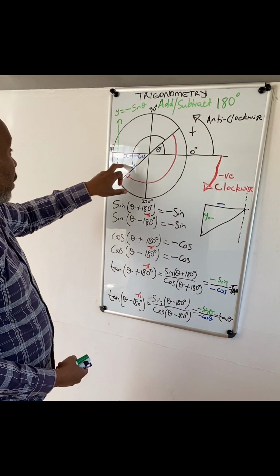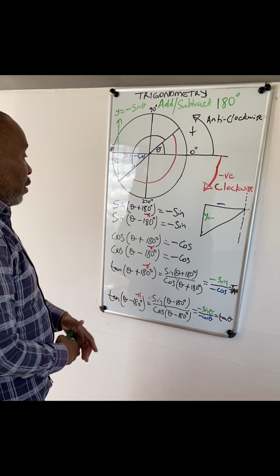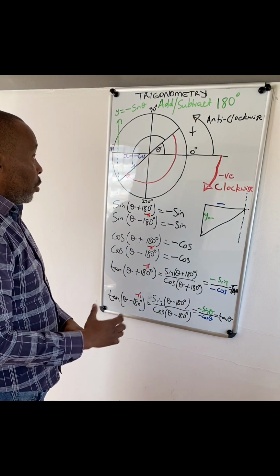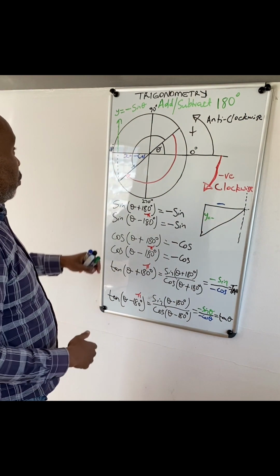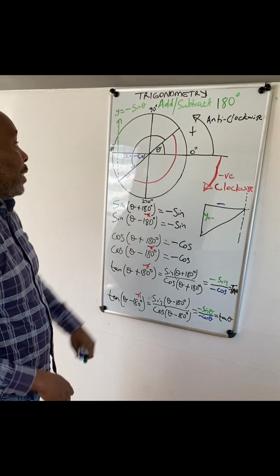Tangent is positive in the third quadrant. It's the only boss for this one. Tangent is the only boss. So that is what I wanted to show you.